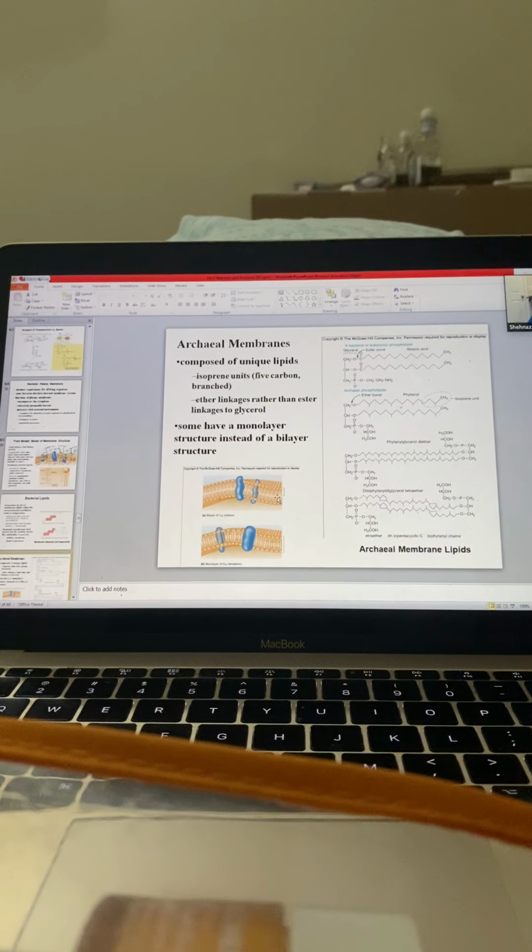So here is a representation in a picture. You can see the tails hanging from the two phospholipid layers, and here the tails are connected. So this will appear like a monolayer for us.